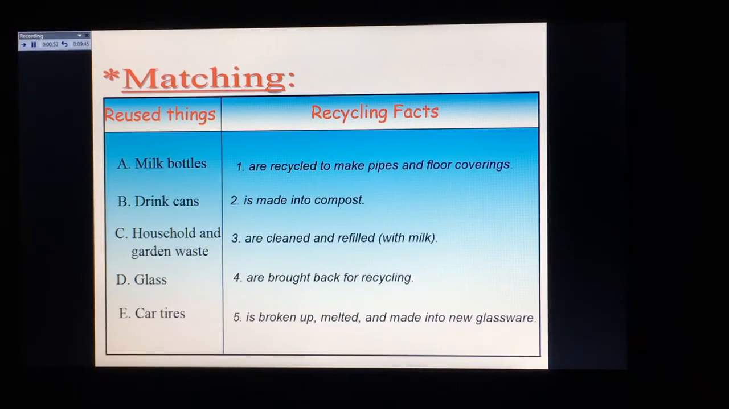5, 4, 3, 2, 1, 0. Now, I'll help you with the answer. Milk bottles are cleaned and refilled with milk. Drink cans are brought back for recycling. Household and garden waste is made into compost. And glass is broken up, melted, and made into new glassware. And car tires are recycled to make tiles and floor coverings. So that's enough about the text today.